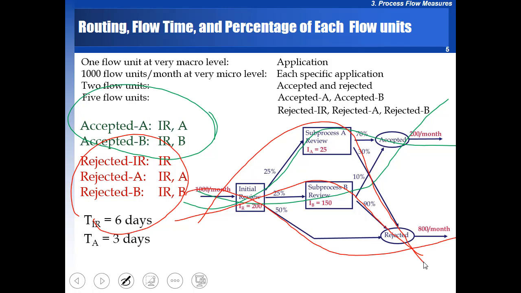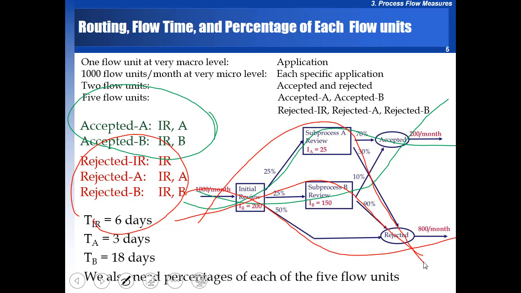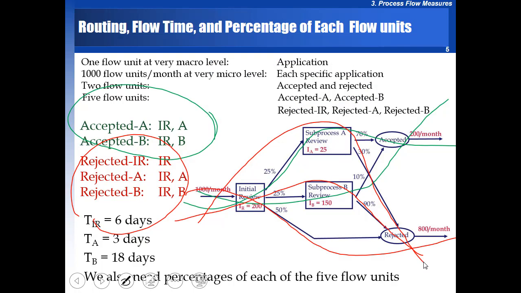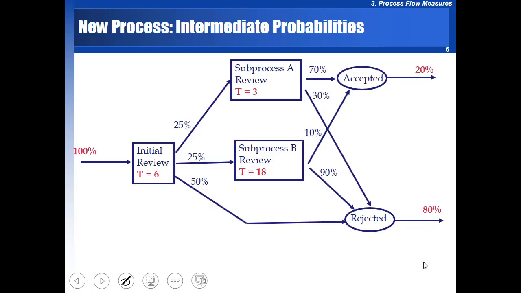Initial process 6 days, sub-process A 3 days, sub-process B 18 days. And I have the percentages. Now look at this graph. 25% go there, 70% accepted. 70% of 25% is 17.5%. And then 30% is rejected. 30% of 25% is 7.5%.